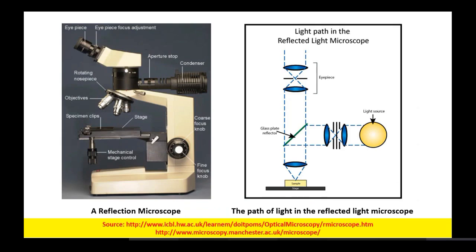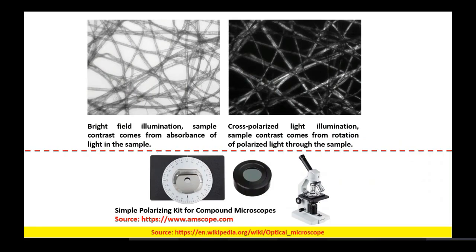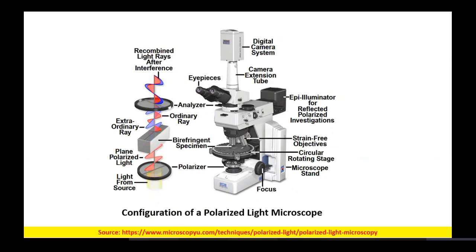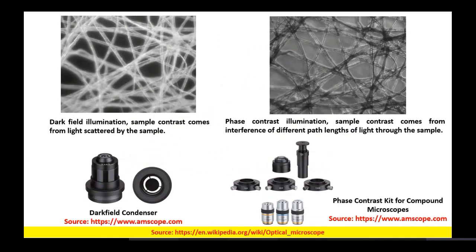Then we discussed the reflection microscope, also regarded as the metallurgical microscope, and looked into the organization of its different components. Then we discussed the difference between bright field and cross polarized microscopy, and the functioning of the polarized light microscope. We also discussed dark field illumination and phase contrast illumination, and how these four types of illumination systems alter the quality of the micrographs.